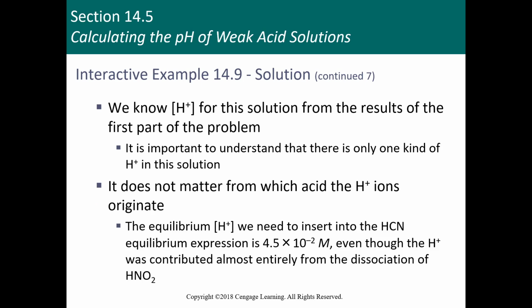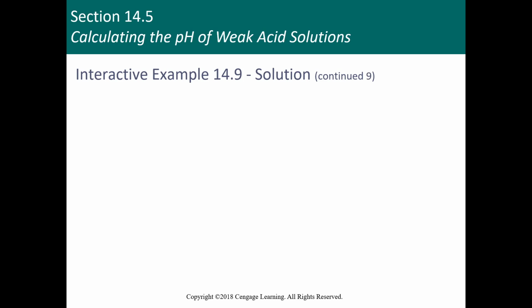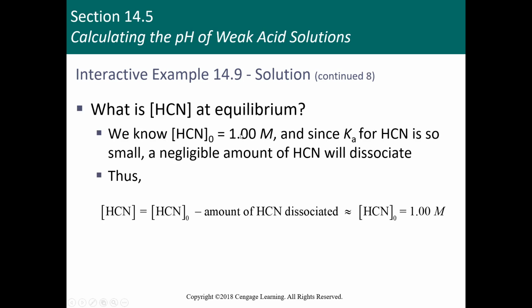So we take that H plus concentration that we figured out before, okay? It doesn't matter where the H plus comes from, because H plus is H plus no matter its source, right? That's what we know from the law of multiple proportions, from way, way at the beginning of General Chemistry 1. That's one of the key factors of the information you learn there. Now, the equilibrium H plus, we can just insert that equilibrium H plus that we figured out before, which is 4.5 times 10 to the negative 2.